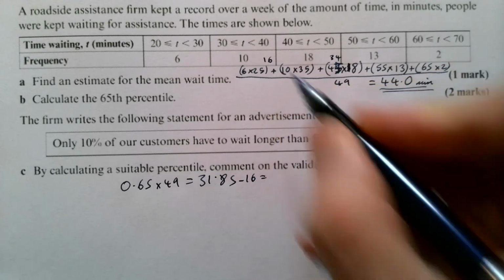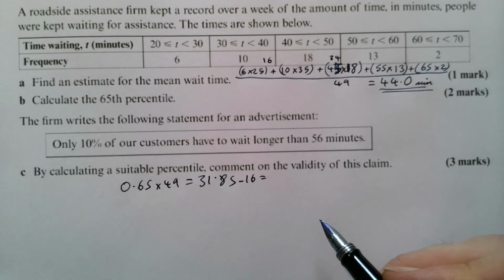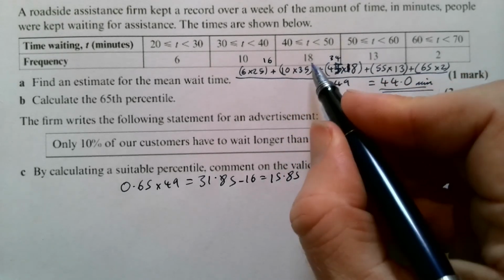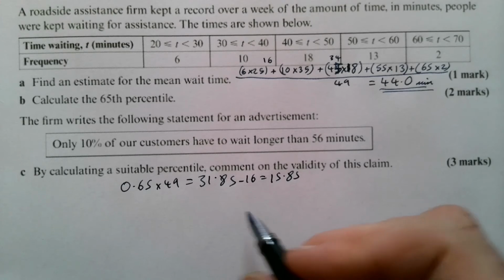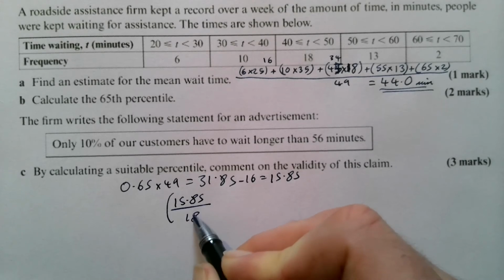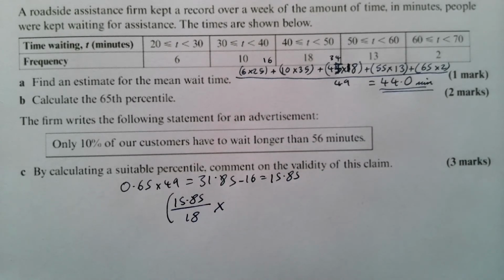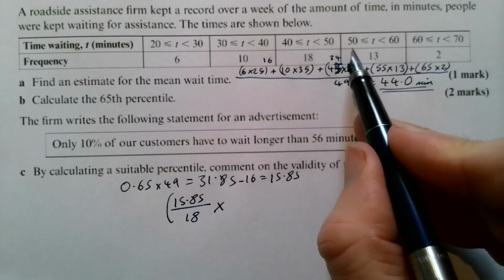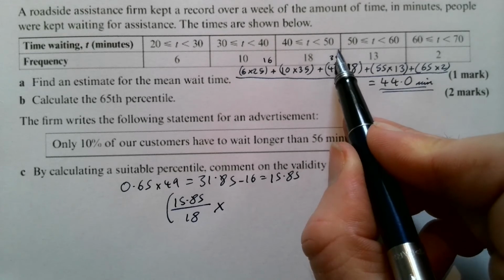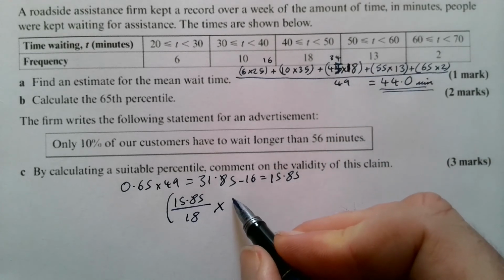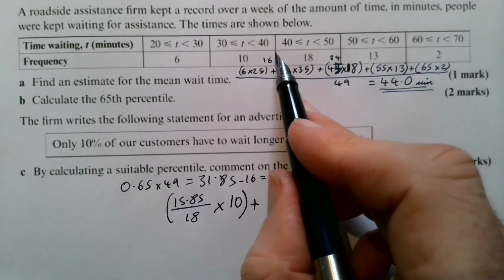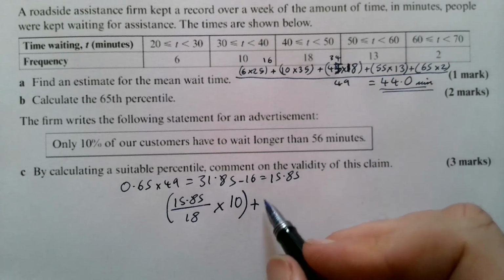So I take away the 16 that aren't in there, and that gives me 15.85. That's how far into this load of 18 that I want it to be. So I'm going to be doing 15.85 out of 18 multiplied by the group width. Now this time we don't have to add a half on, because if you look carefully, the boundary is at 40, is at 50. So it is just 10. And then we're going to add that to the start point of this group, which is 40.